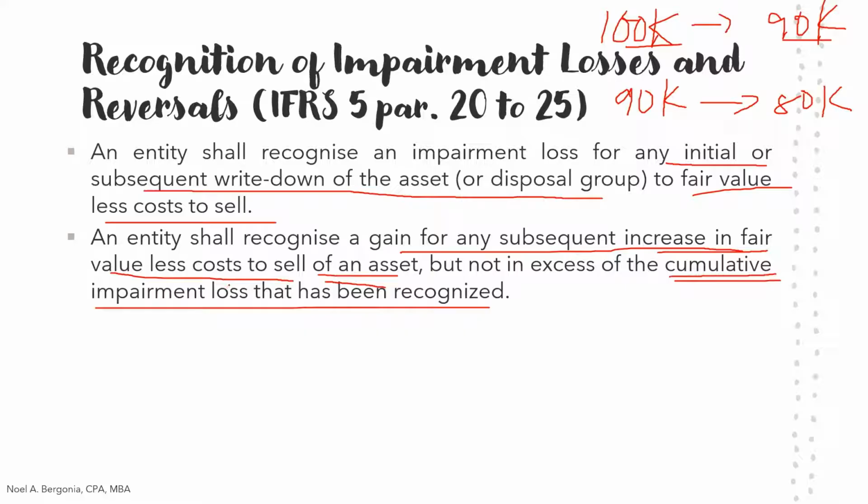So ang limit lang natin is kung initially meron tayong na-recognize na impairment loss, then that's the time we're in. Pag nagkaroon po tayo ng subsequent increase in the fair value less cost to sell, then what would happen is, again, it would give us only a gain that is until the cumulative impairment loss recognized. So hindi siya pwede mag-exceed.